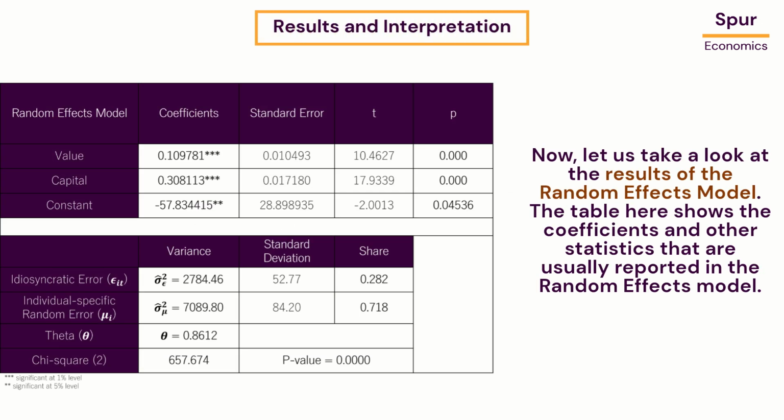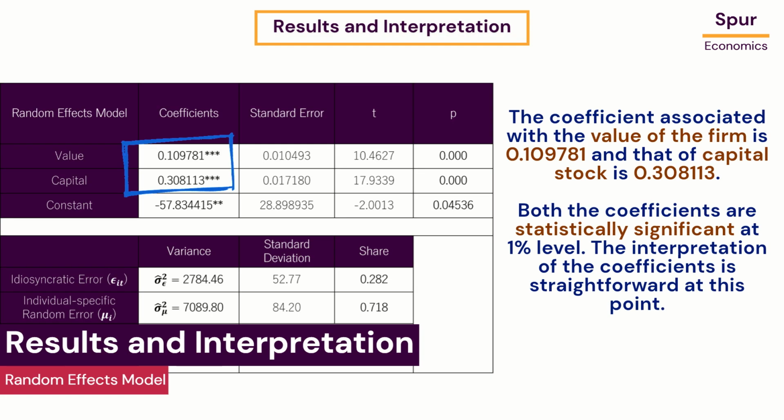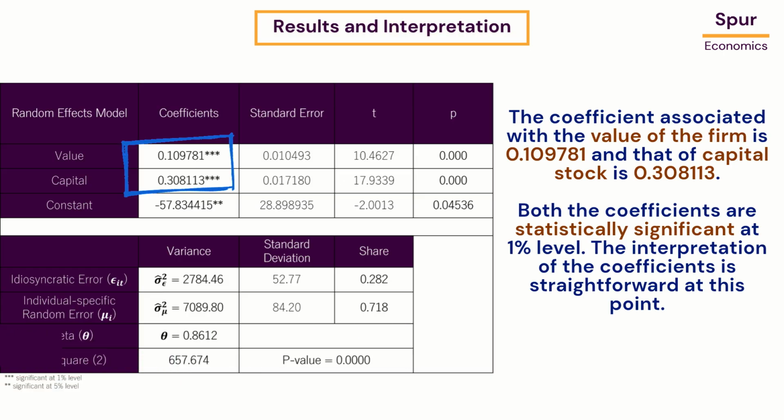Now, let us take a look at the results of the random effects model. The table here shows the coefficients and other statistics that are usually reported in the random effects model. The coefficient associated with the value of the firm is 0.109781 and that of capital stock is 0.308113. Both the coefficients are statistically significant at 1% level.